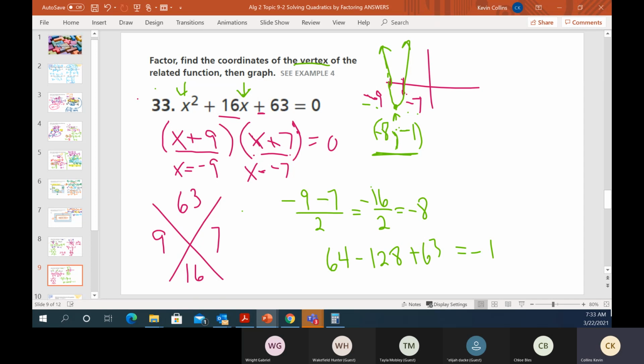So we factor to figure out where the thing crosses the x-axis, right? Then we can average those two numbers, add them together and divide by 2, to figure out the first point of the vertex, and then to figure out the second point of the vertex, we just plug that first number into the original function and figure out what y is. And that's it.